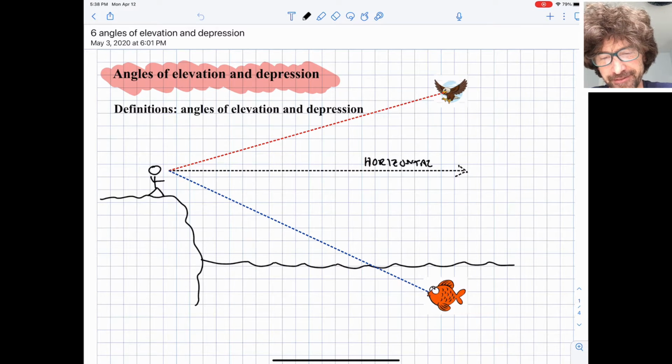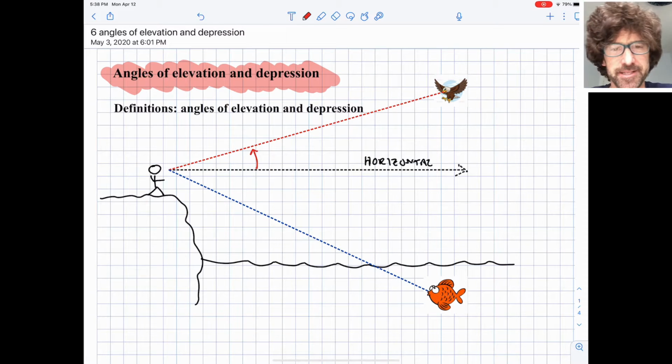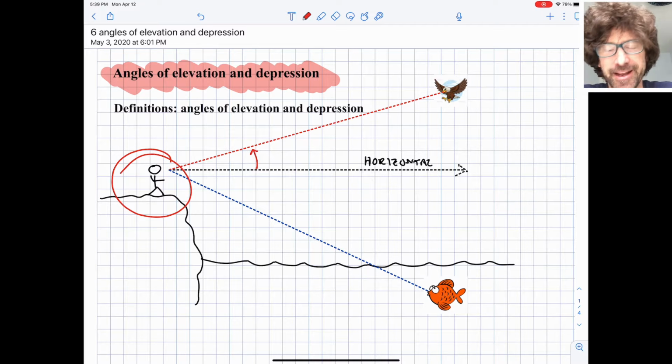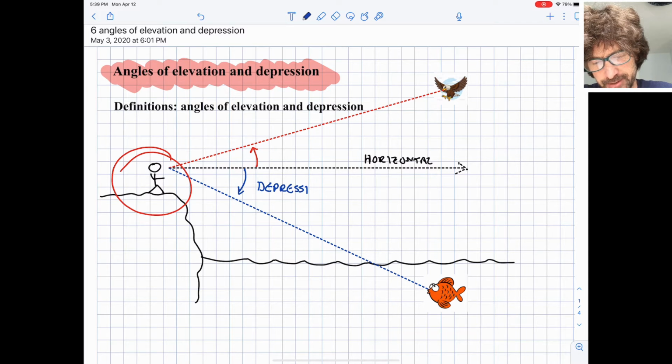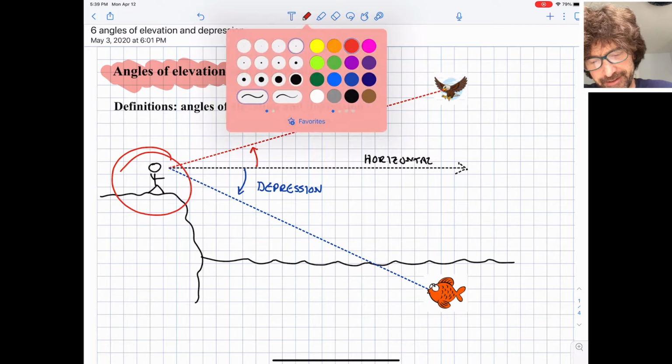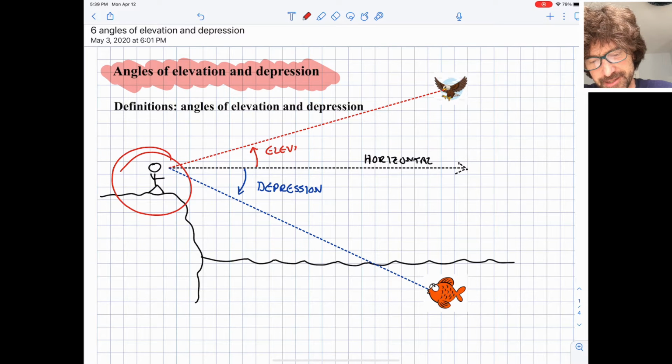An angle of elevation is an angle between the horizontal upward to something that's above you. So relative to this person doing the viewing right here, looking at that eagle, that person would be looking upwards at an angle of elevation relative to the horizontal. And that person would then be looking downwards at an angle of depression to look at the fish. Okay, so this is an angle of depression, looking downwards, and angle of elevation looking upwards.